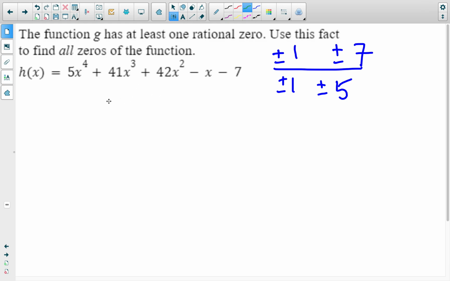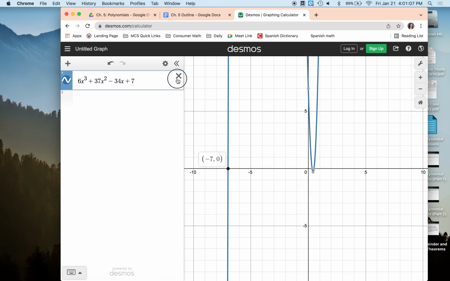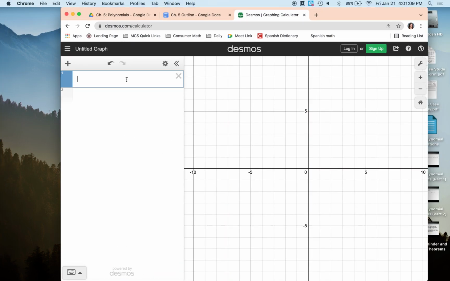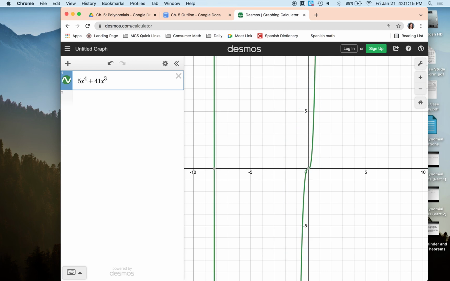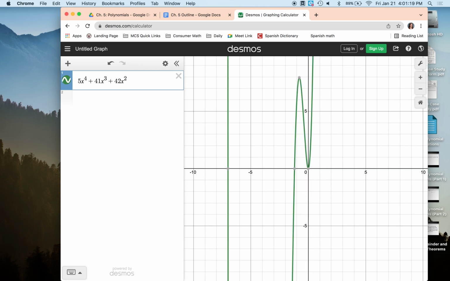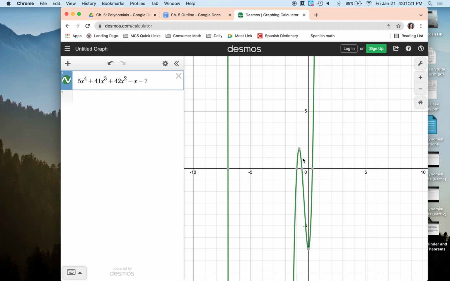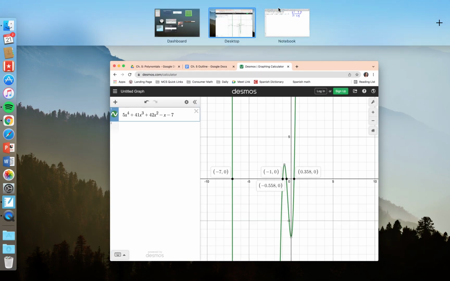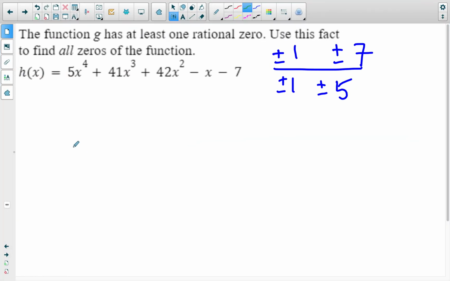We're going to do a synthetic division process, but to make it go a little bit quicker for us, I am totally fine if you take a look at your graph. Okay, 5x to the fourth plus 1x to the third plus 2x squared minus x minus 7. Okay, and then see we have a lot of x-intercepts to choose from. I'm going to choose those nice integers, -1, -7. I'm going to start with -1.